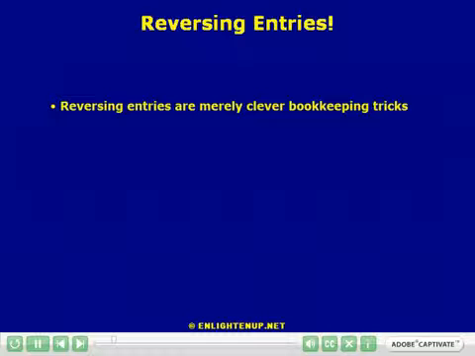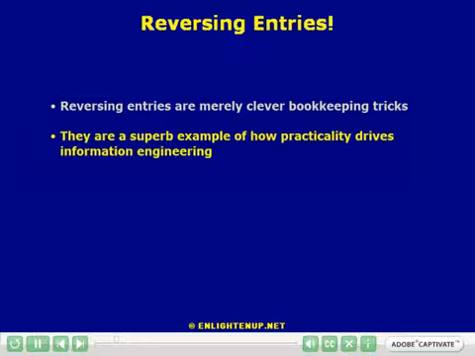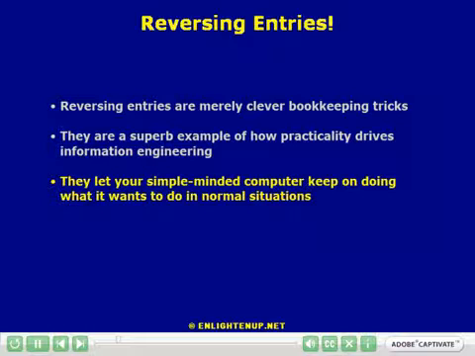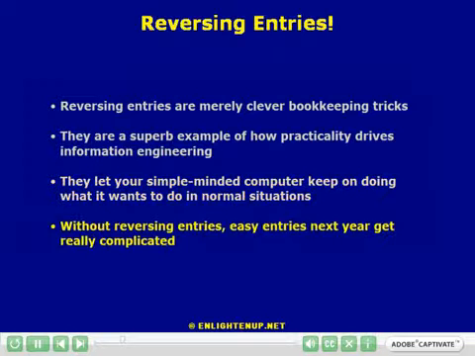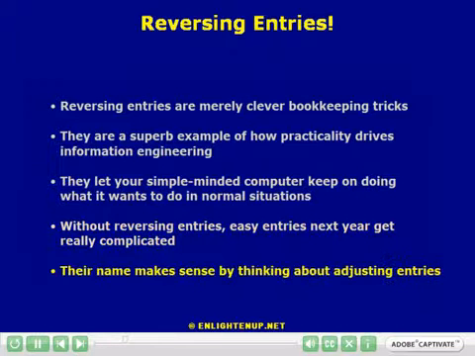You'll discover here that reversing entries are just clever bookkeeping tricks. They achieve an elegant result at very low cost. We trick our silly little computer into doing what it always wants to do in normal situations and pops out a very complicated result. If we skip reversing entries, we'll have complicated journal entries for the rest of the year. Finally, reversing entries get their name because they reverse specific adjusting entries. Not all of them, just selected ones.